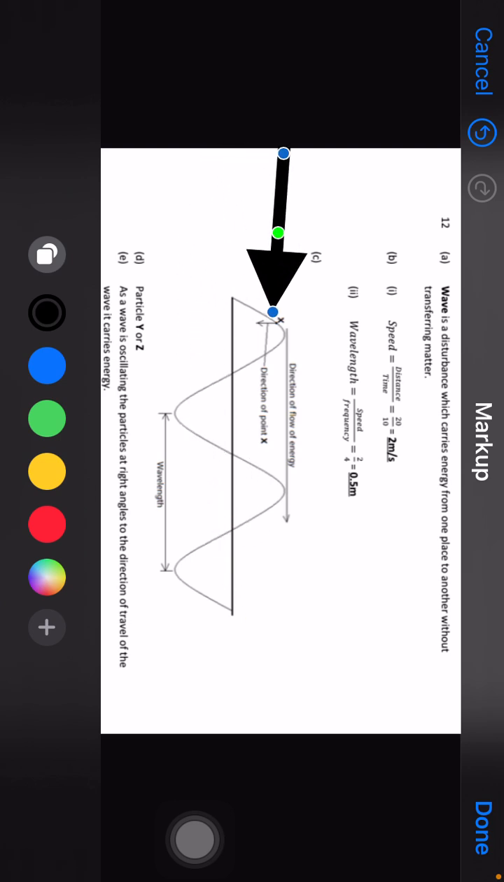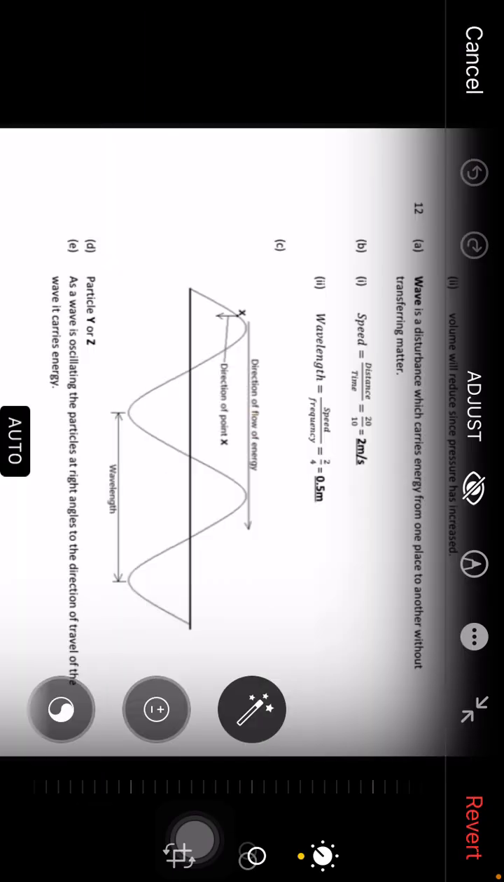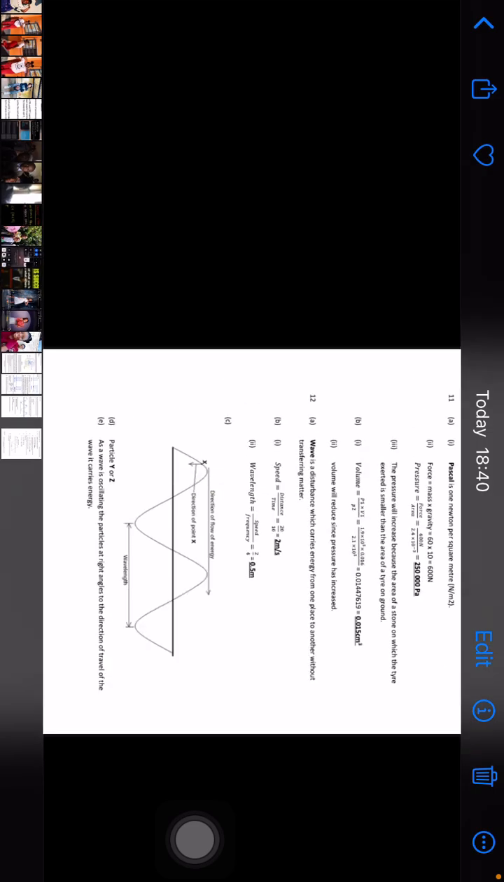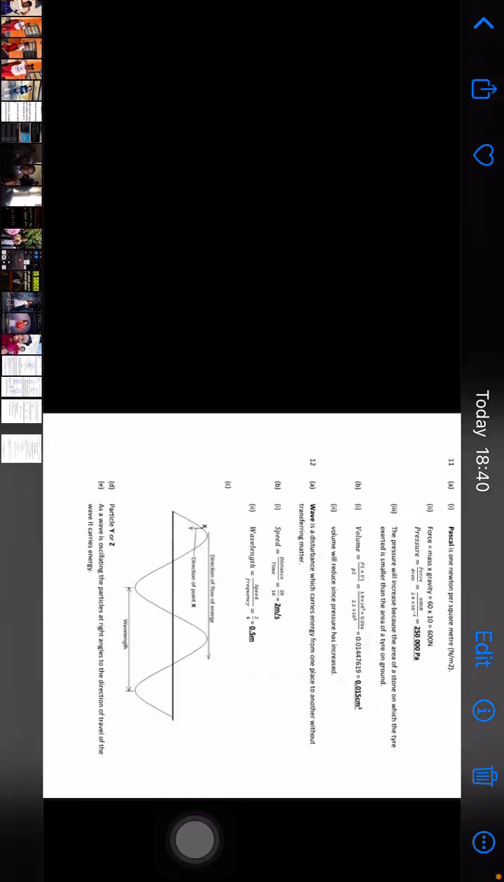The reason why this particle will move downwards is that if you follow the flow of energy, it is going like this. Obviously, when you reach a peak, you have to go down again. That's how the particle will move. It's going downwards because the energy is going up, down, up, and down. And I'm sure the next question is asking us to indicate the wavelength.